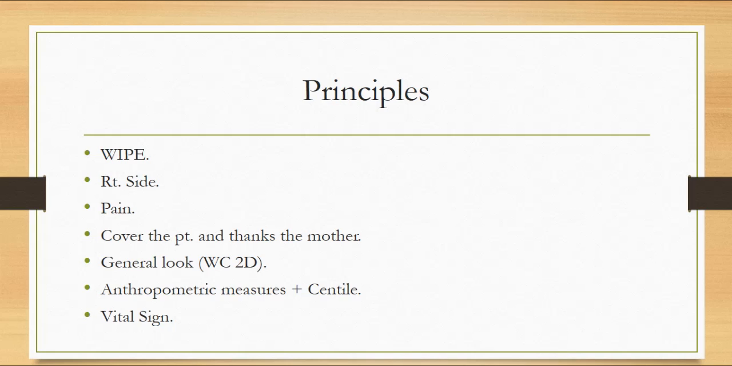The sixth principle, you should take anthropometric measures and plot them on a centile chart. The seventh principle, you should measure the vital signs, which are pulse rate, blood pressure, temperature, and respiratory rate. In the exam, you don't need to do the sixth and seventh principles. Just say it by mouth. You can say to the examiner, I would like to take anthropometric measures and plot them on a centile chart, and I would like to take the vital signs. If you apply these principles, you will get 13 marks out of 40 in the checklist of the exam.